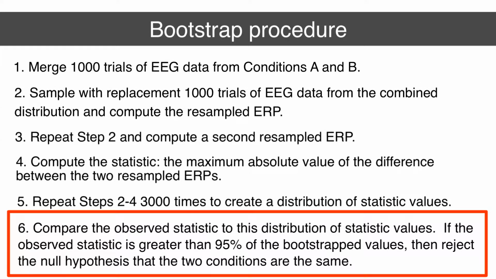The sixth and final step of our bootstrap procedure is to compare the observed statistic to the distribution of statistic values we just created. If this observed statistic is big enough, greater than 95% of the bootstrap values, then we reject the null hypothesis that the two conditions are the same.